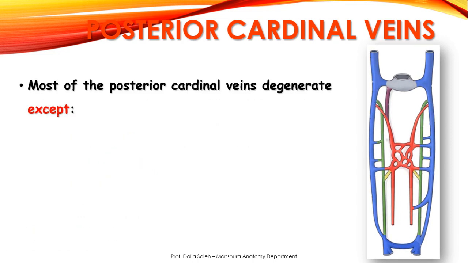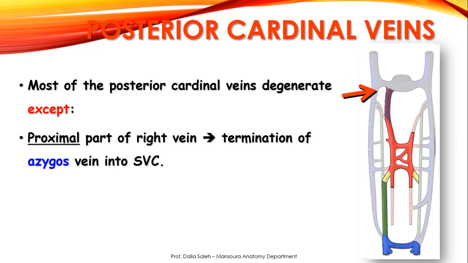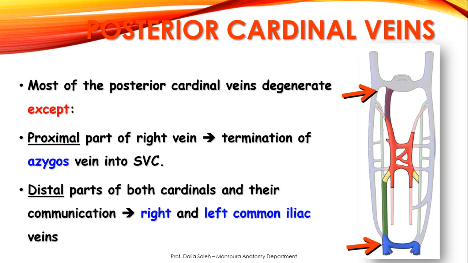So most of the posterior cardinal veins will degenerate except for its proximal end on the right side, and this will form the arch of the azygous vein, or the termination of the azygous vein into the superior vena cava. The distal part of the two posterior cardinal veins and their communication, so they will form both right and left common iliac veins.